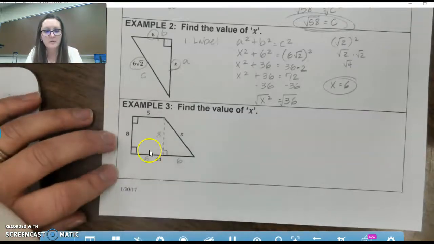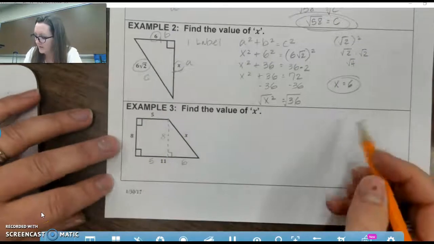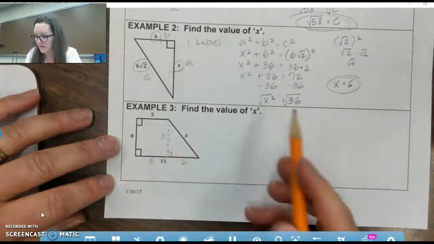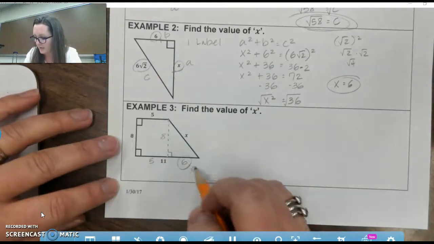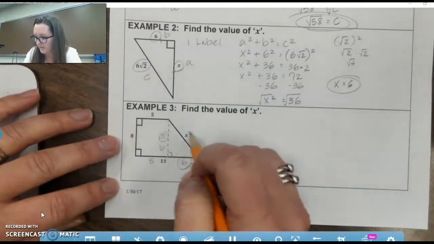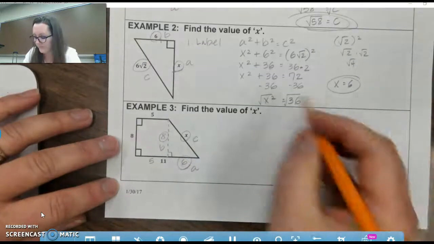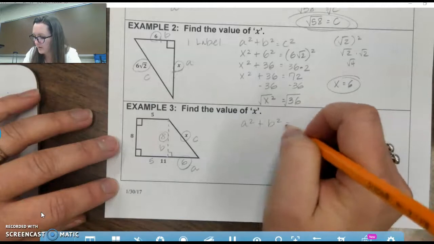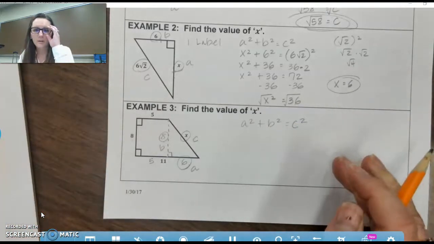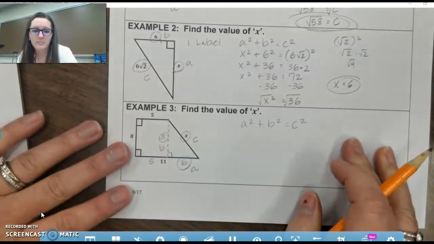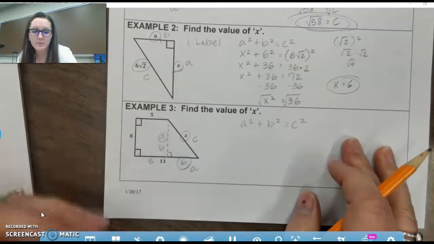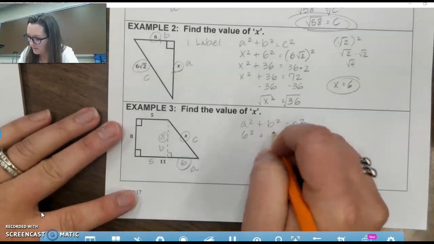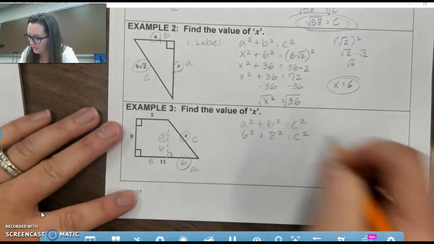Let me move my mouse so it doesn't get distracting. Alright, let's label first. Then we'll write our formula and then we'll solve. So let's label that A, B, and our x value is C. So we have A squared plus B squared equals C squared. You don't have to write the formula every time, but it will help, I promise, because it helps you to remember what it is. Let's plug in. 6 squared plus 8 squared equals C squared.